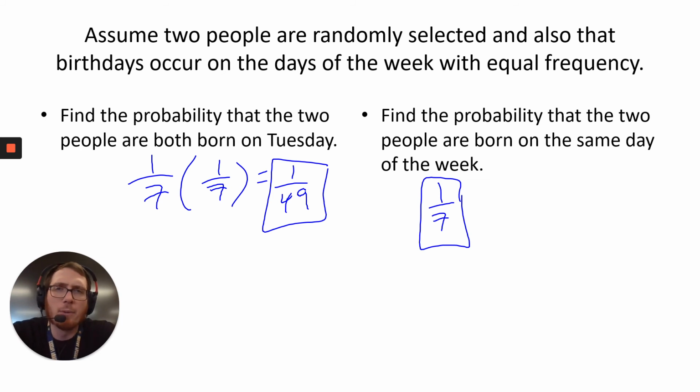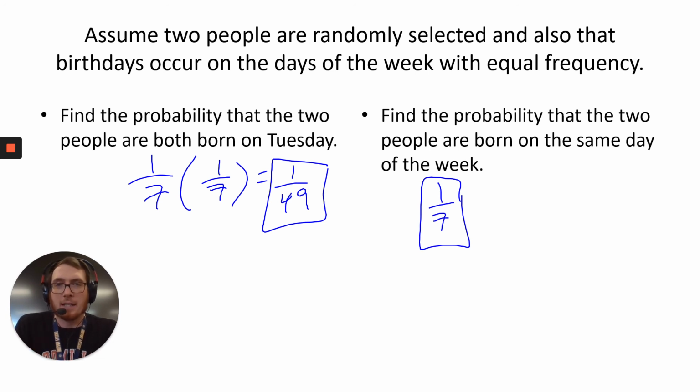The probability you're both born on the same day of the week, the question on the right side, is actually a much easier question. Here's what it comes down to. Let's say it's you and me. We want to see if we're born on the same day of the week. Only one person affects that. So let's say I was born on a Thursday.